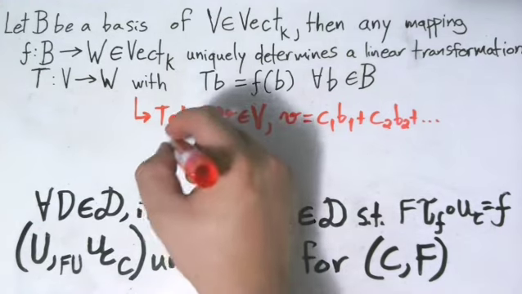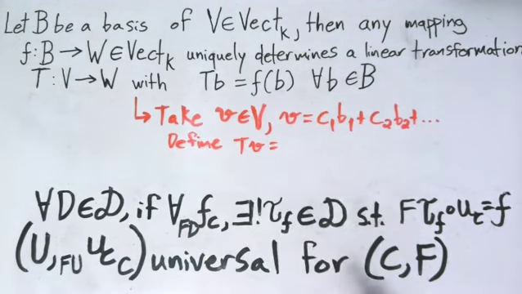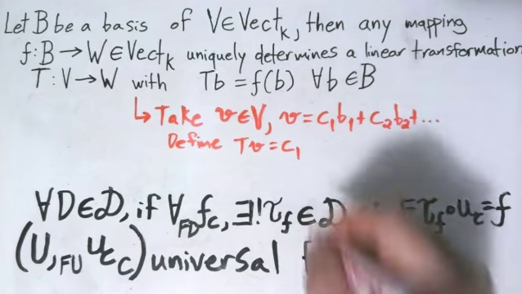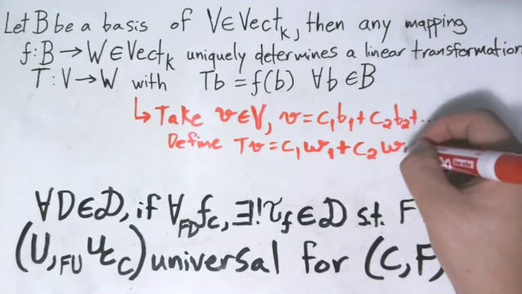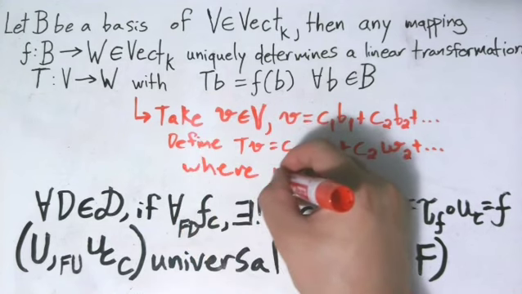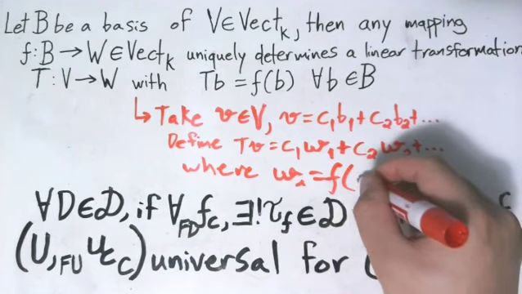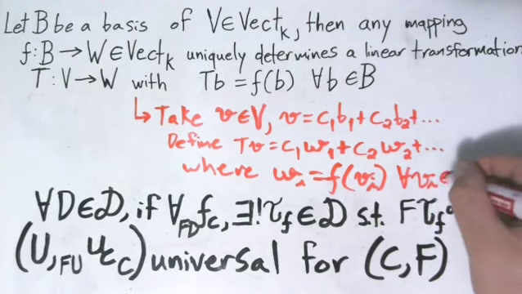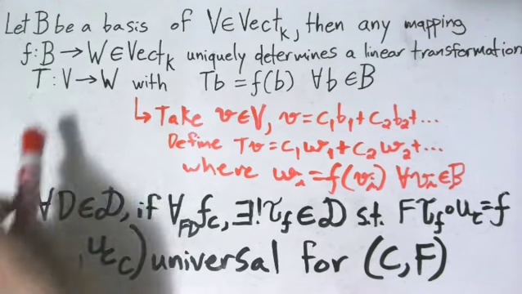And then basically what you do is you just define T of v to be the coefficients for each of these basis vectors, just applied to whatever we mapped the basis vectors to in W. So c1 w1 plus c2 w2, where wi is equal to basically just whatever f maps vi into, for all vi in B. So we've invented this mapping T from V to W.